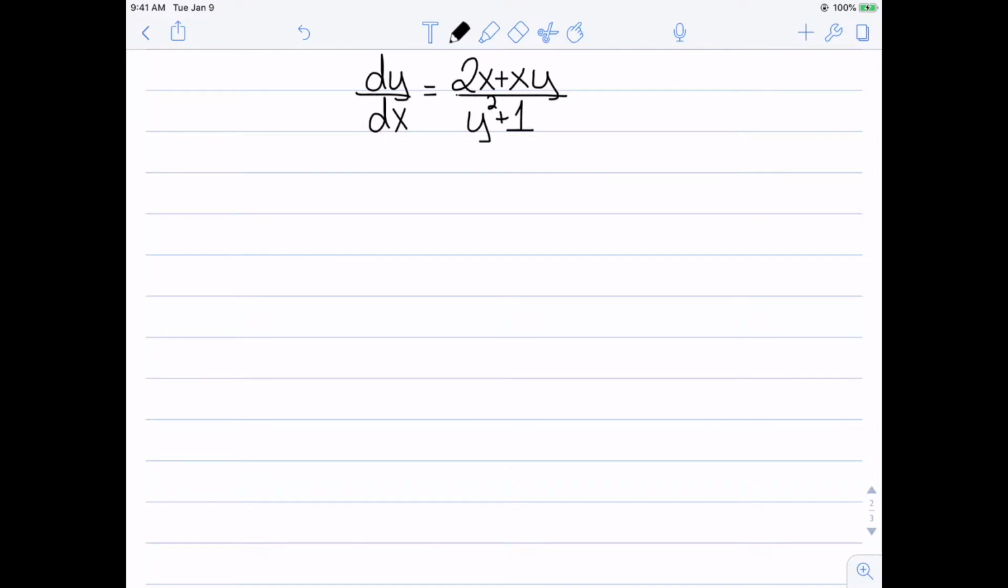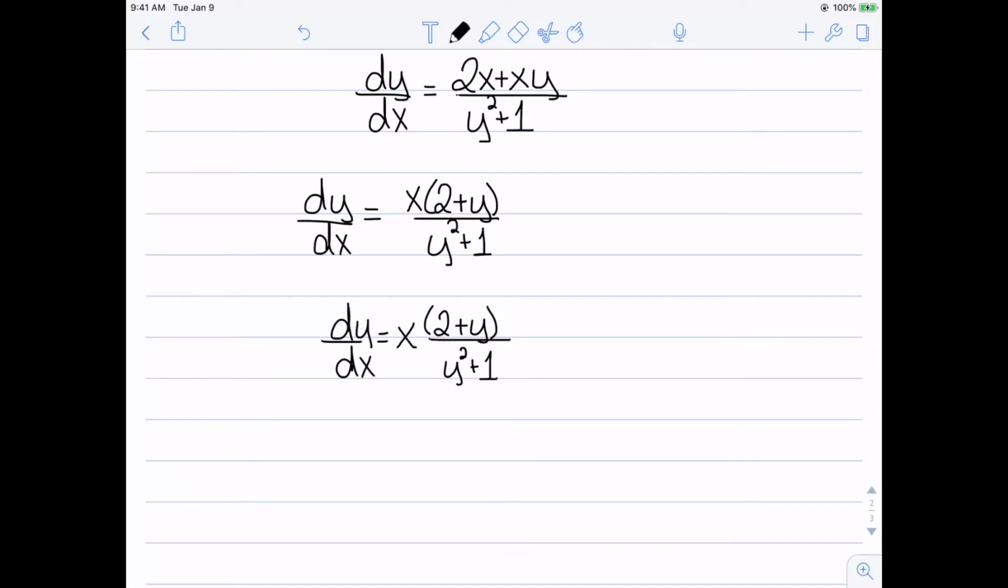Here we have a differential equation, dy/dx equals (2x plus xy) over (y squared plus 1). So first, we want to actually write this as a separable differential equation. Well, if I look at the right-hand side, I can start by factoring out an x on the top. That gives me dy/dx is equal to x times (2 plus y) over (y squared plus 1).